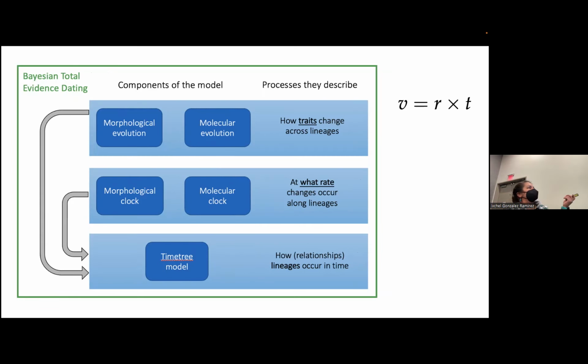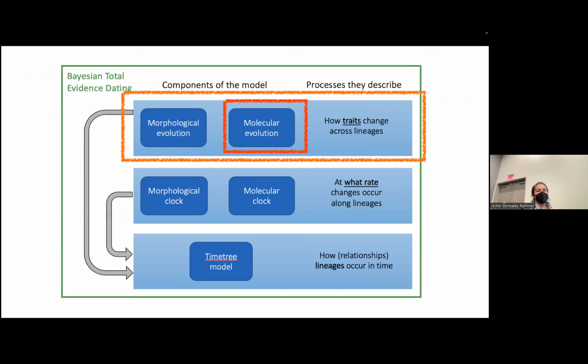What I'm going to do in the next slides is go over the three main components of the model. When you're specifying your model in RevBayes, you will have to specify these three components. And we're going to talk about some of the questions you have to ask yourself before specifying each of the models, so then you can go through the code and think about that, okay? Let's start with the first component: how the traits change.